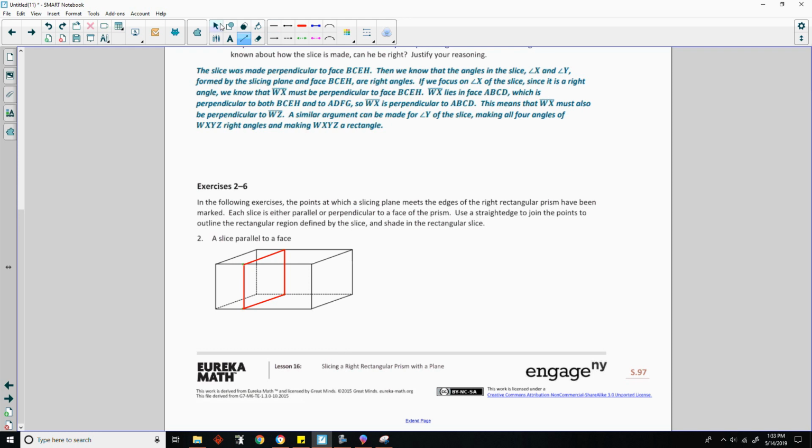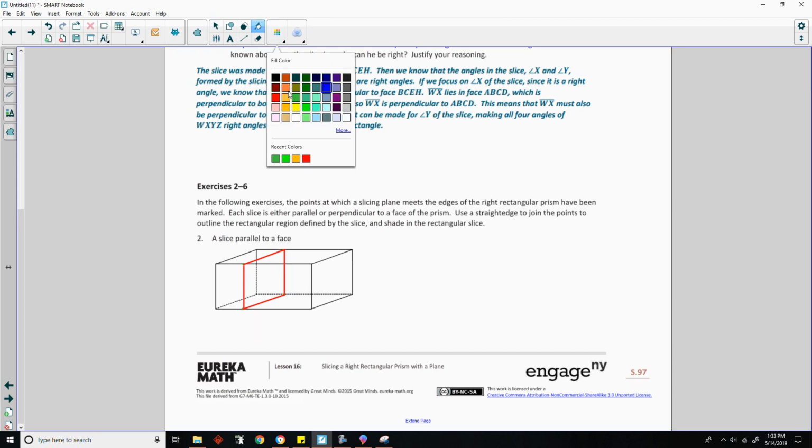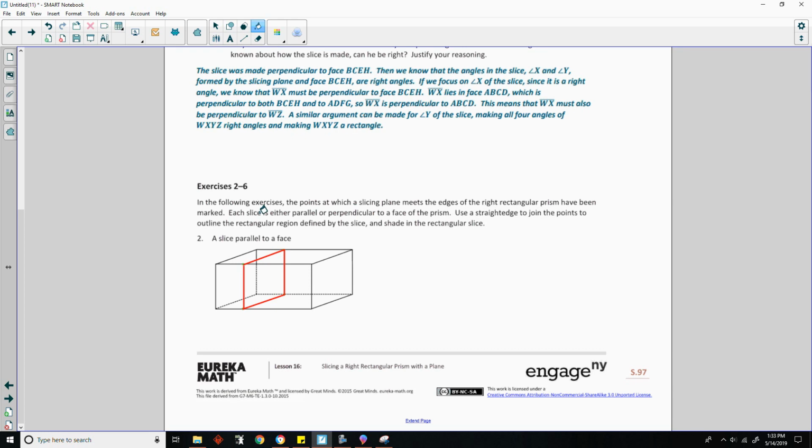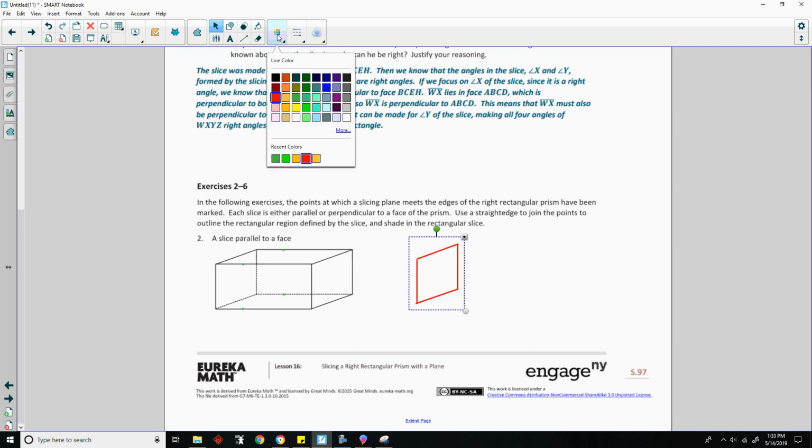Okay. Now I'm going to do something that you can't do on paper, and I'm going to group these so they're all one piece. And then I'm going to fill it with orange. Okay, so this might not be closed, so it might not let me fill it.